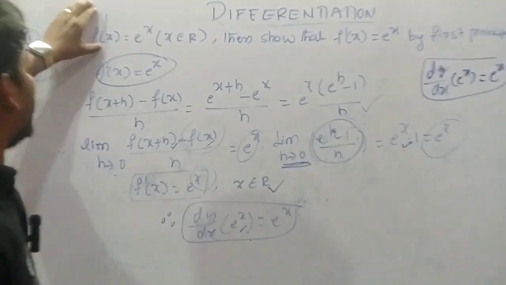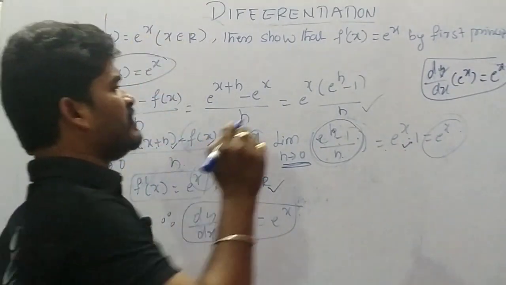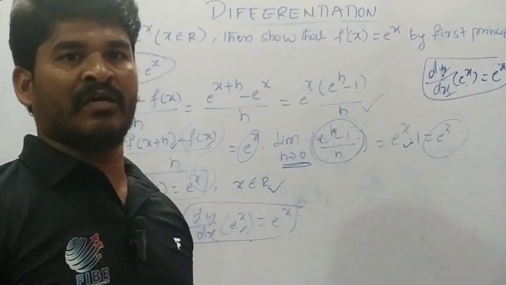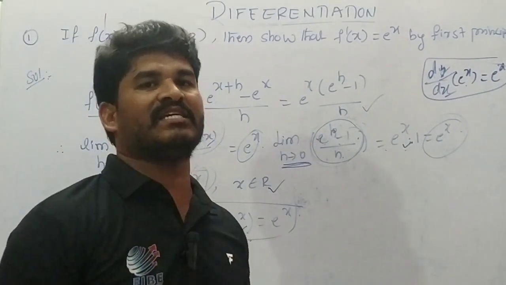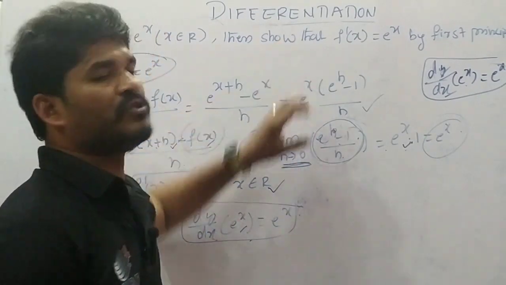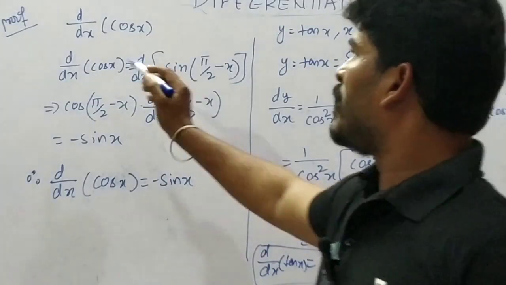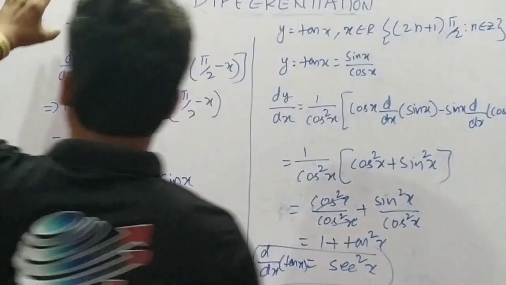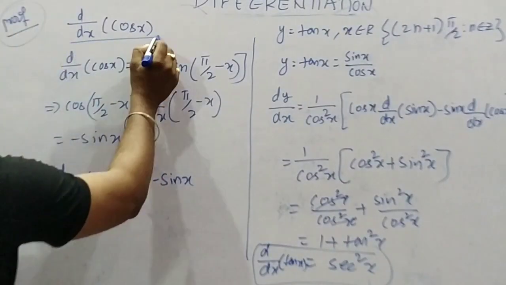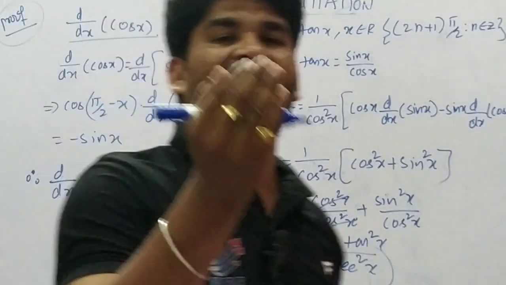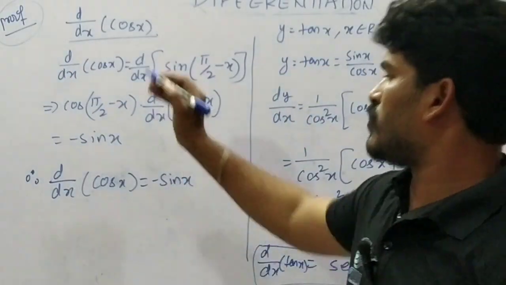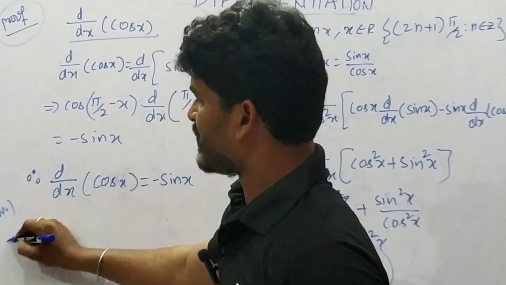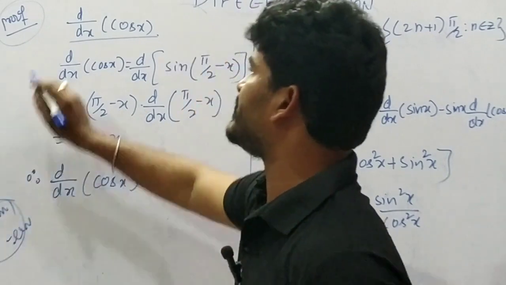So the formula is dy by dx of e power x equals e power x. Next, one more formula we are going to prove: d by dx of cos x. How do we get the proof? Listen. We are going to prove that d by dx of cos x equals minus sin x. Before this, the formula is d by dx of sin x equals cos x.